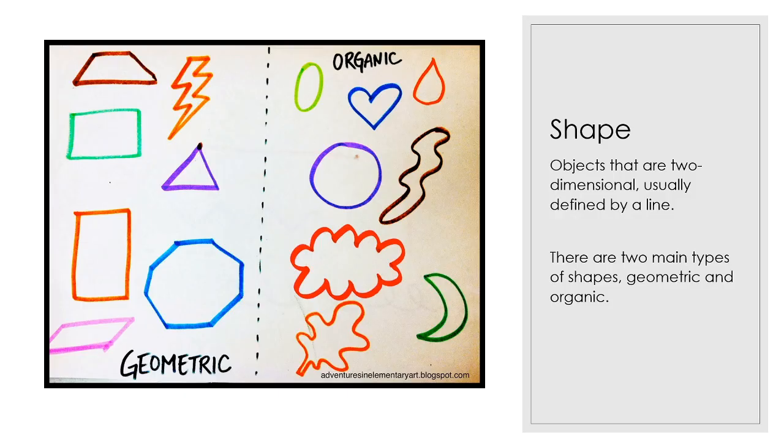So, shape. Objects that are two-dimensional, usually defined by a line. When you make a dot and you continue it into a line, that can just be a line. But if you have it come all the way back and connect with itself again, that makes a shape. So there are two main types of shapes, geometric and organic shapes. You can see some very good examples of those here.